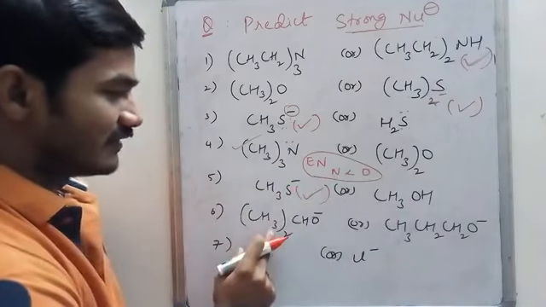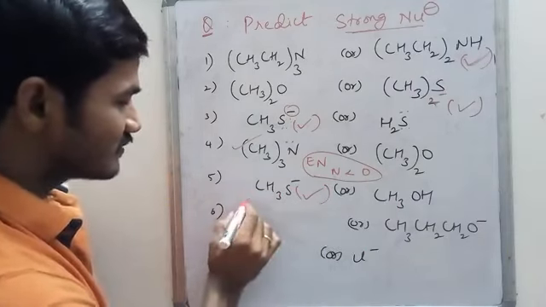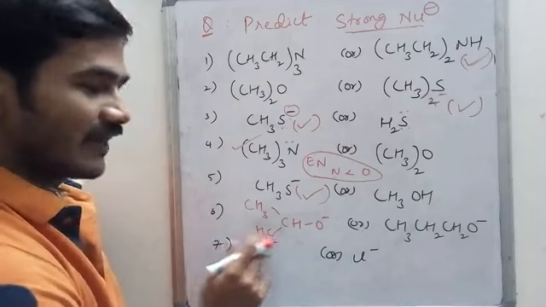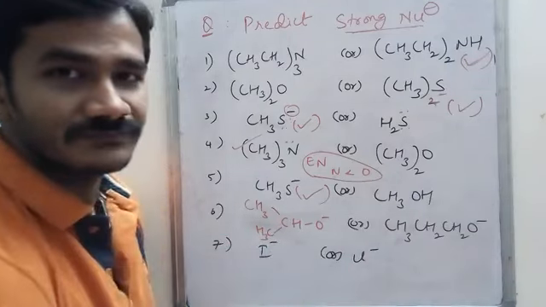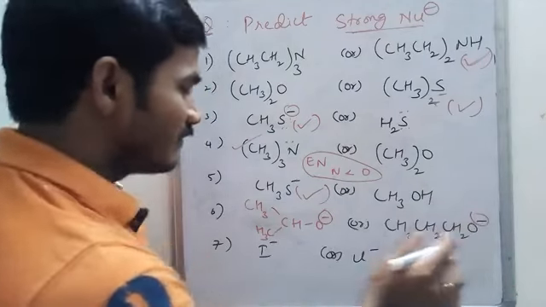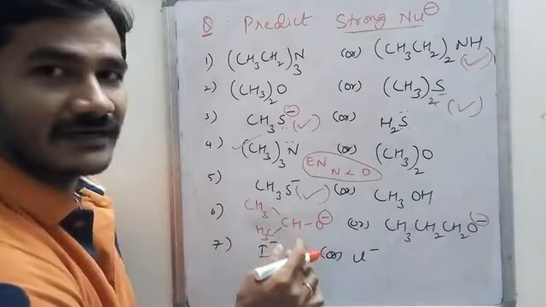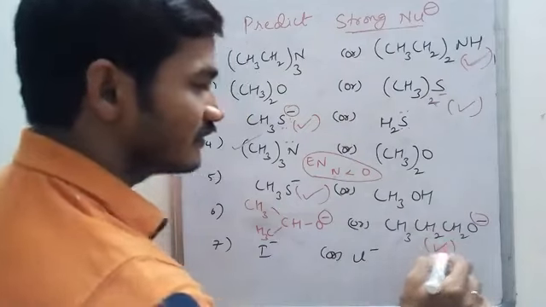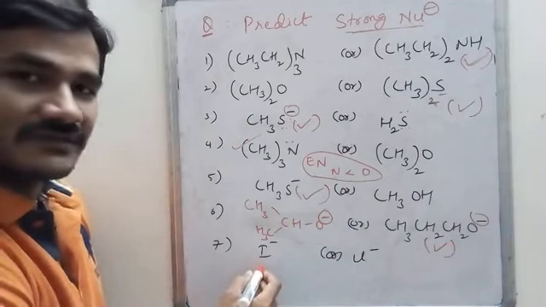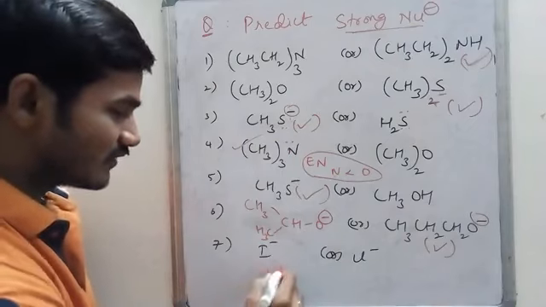Among these two, this is isopropoxide. If I expand the molecule like this, CH3CHO minus, this is the structure, don't get confused. Isopropoxide and this other alkoxide, which is the strong nucleophile? Here, this is a simple molecule, and this is a bulkier molecule. When the molecule is bulkier, its rate of attack will be slow. So the simpler one will be the strong nucleophile. Among iodide and chloride, which is the stronger nucleophile? Iodide has more atomic size. When atomic size increases down the group, polarizability increases. So that is said to be the strong nucleophile.